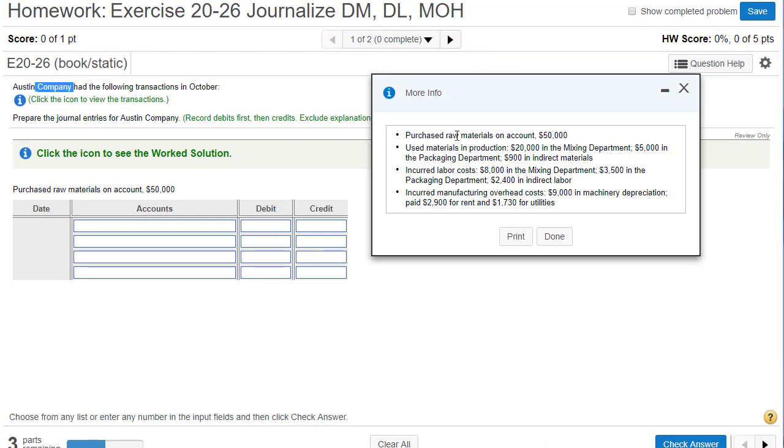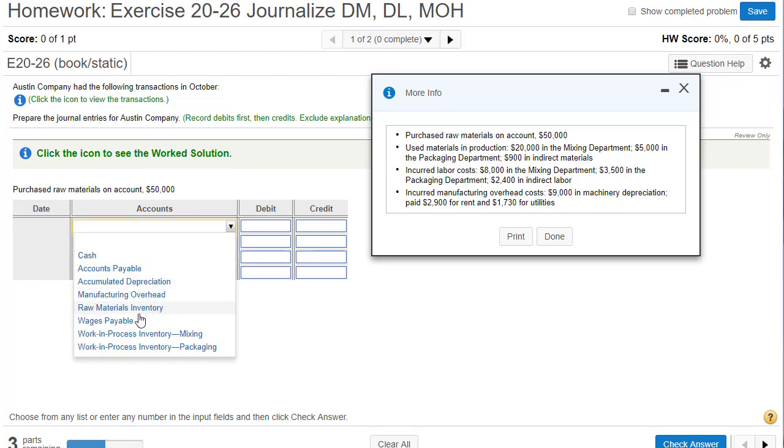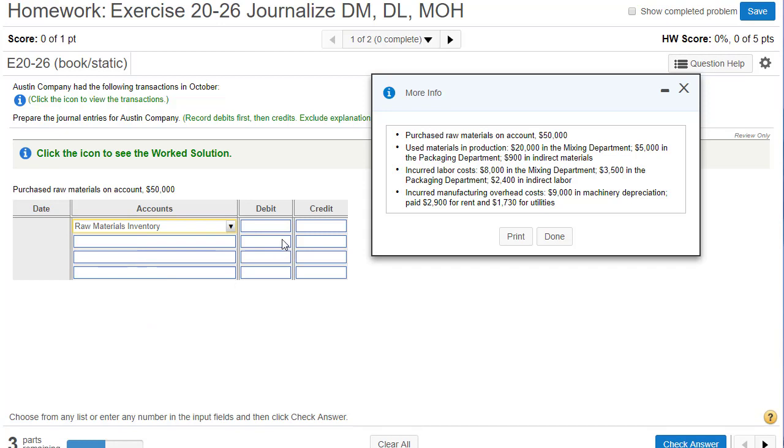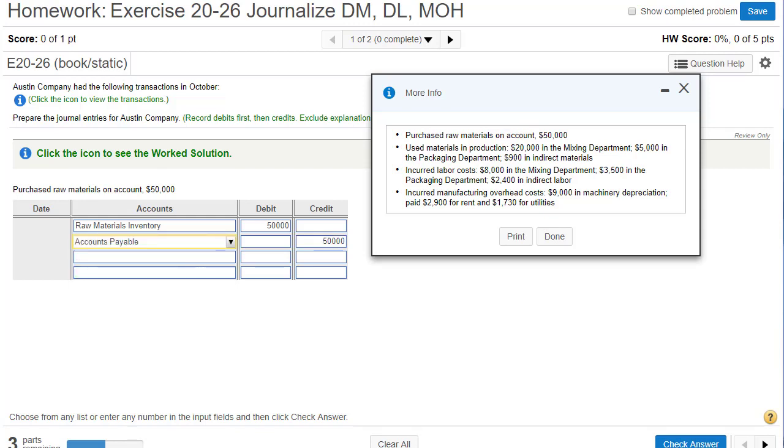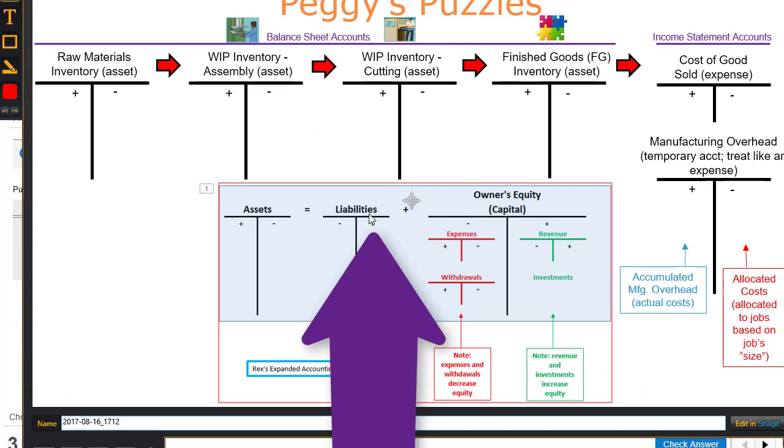The company purchased raw materials on account. So raw materials is increasing. Notice it's an inventory account. Inventory accounts increase on the debit side. And since they were bought on account, that means AP is increasing. Of course, AP, as you hopefully remember, is a liability, and liabilities increase on the credit side.